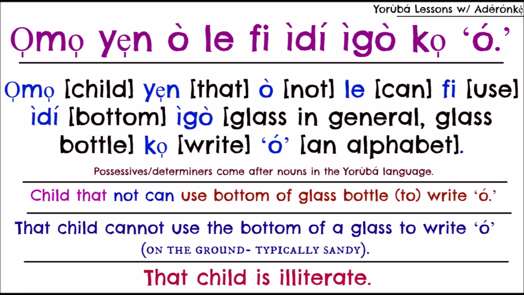Le is can. Fi is use. It's use in this case. Ìdí is bottom. Ìgò is, generally, glass. Glass in general, but many times you can use it to refer to a glass bottle.